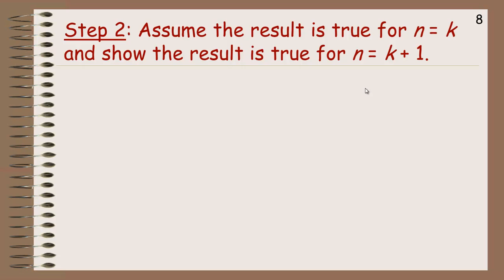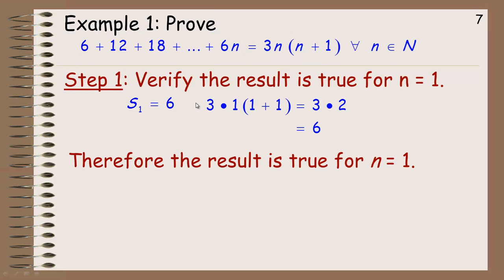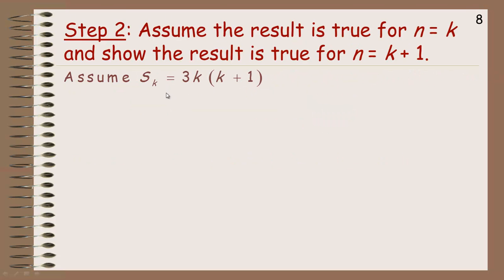Step 2, assume the result's true for some arbitrary integer k, and then show that no matter what k is, it is true for the next value, which would be k plus 1. If you forget, look back here: 3n times n plus 1 is the formula, 6n is the general term. So 3n times n plus 1 is the form we're trying to prove true. If we put k in place of n, the sum of the first k terms would be 3k times k plus 1.